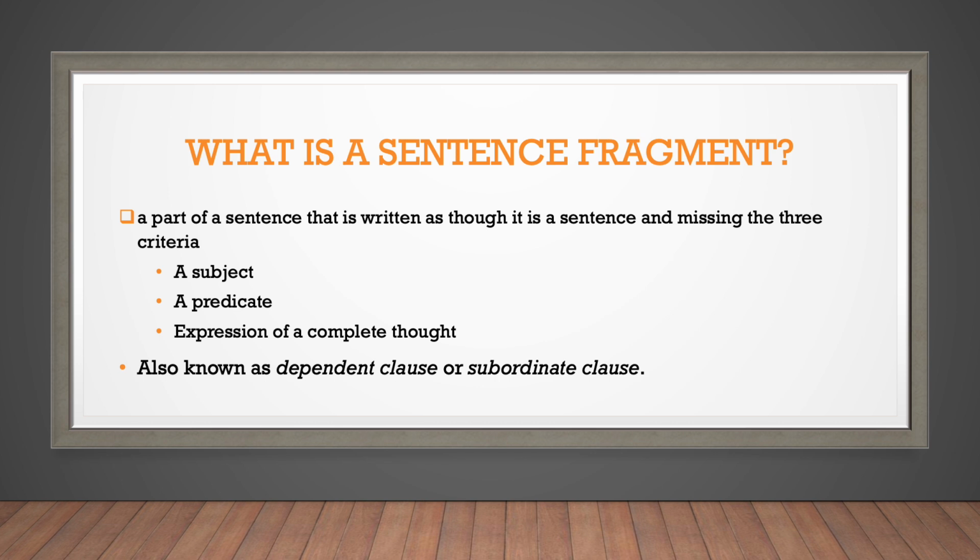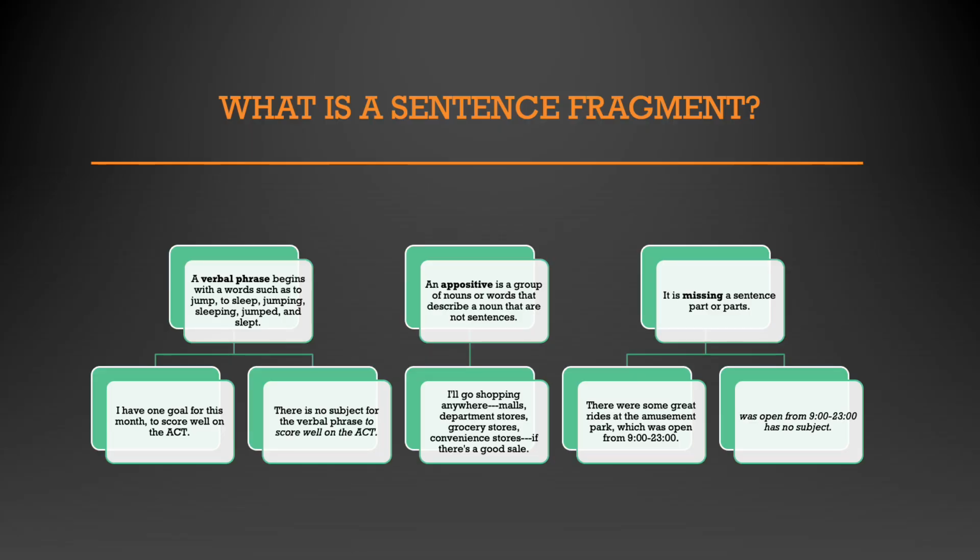What is a sentence fragment? It is a part of a sentence that is written as though it is a sentence but is missing the three criteria: a subject, a predicate, and an expression of a complete thought. It is also known as a dependent clause or subordinate clause. An example is a verb phrase. It begins with words such as to jump, to sleep, jumping, sleeping, jumped, and slept.